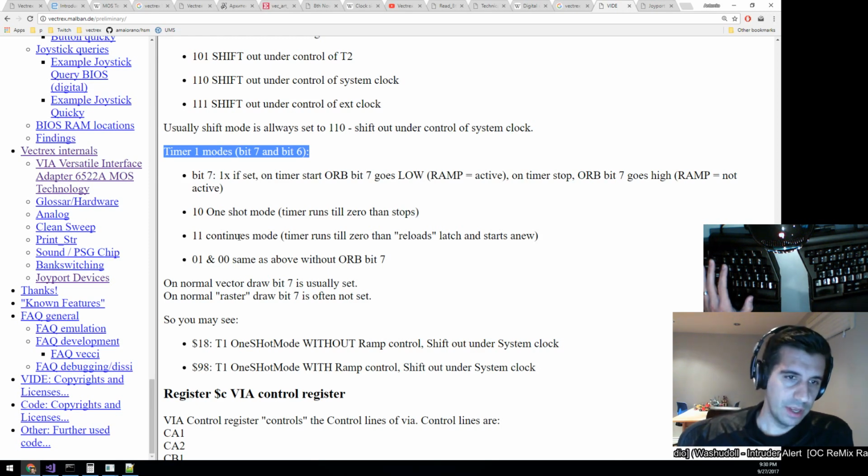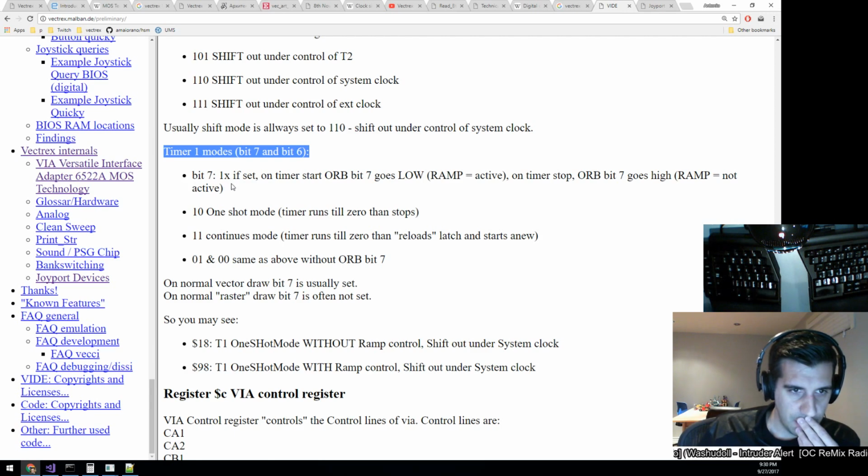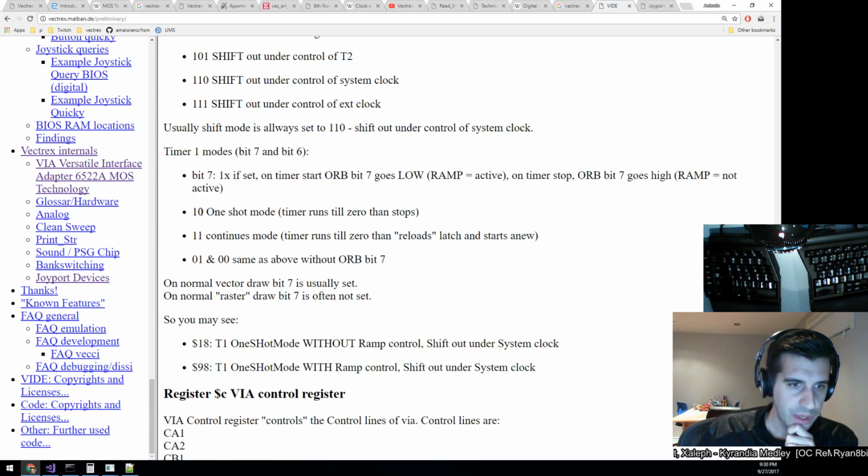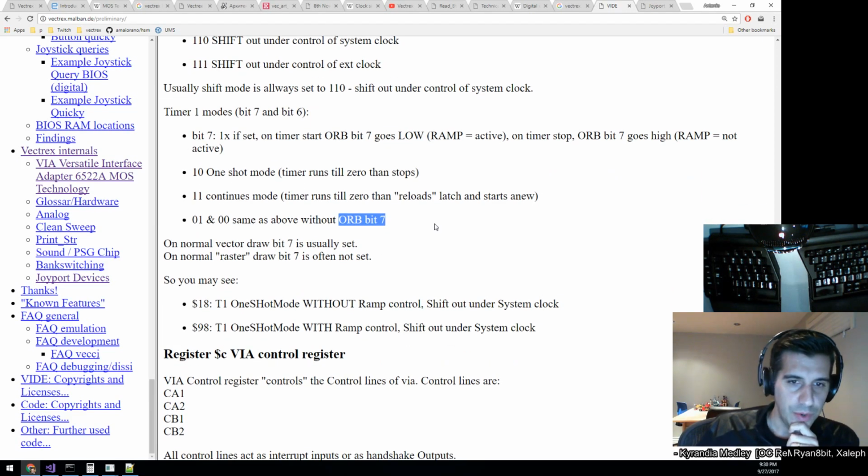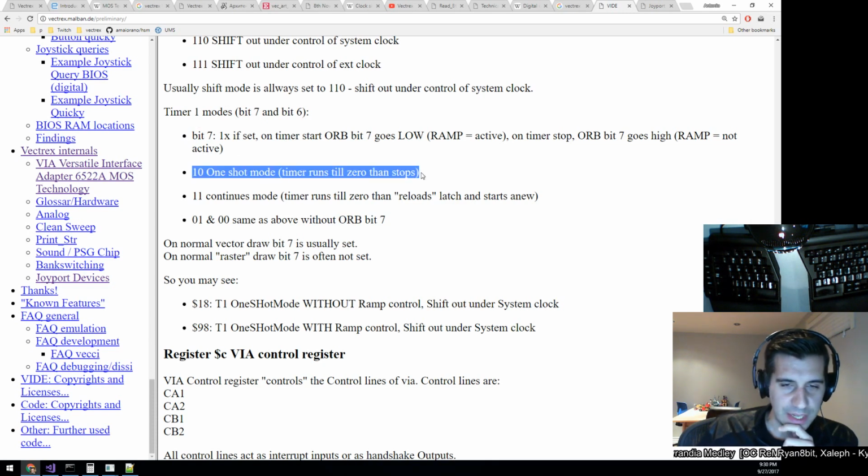Okay, here, bit 7. If set, on timer start, the output register B bit 7 goes low, ramp active. On timer stop, yeah, it goes high, ramp not active. Okay, we did that. One shot, timer runs till stop; continuous, timer runs till 0, then reloads, latches and starts anew; 0, 1, 0, 0, same as above without ORB bit 7. So, you know, I'm aware of all this, but we only support really the one shot mode because that's the one that's actually used.